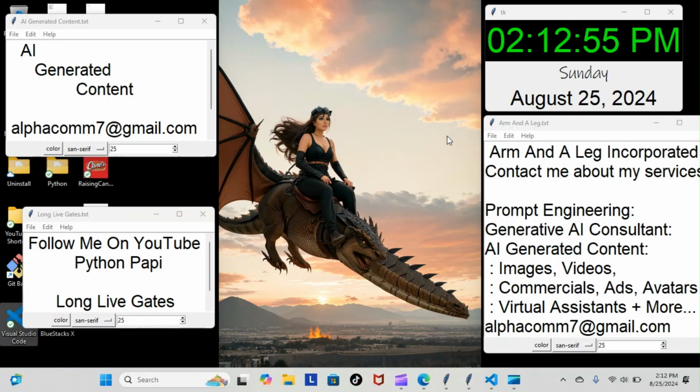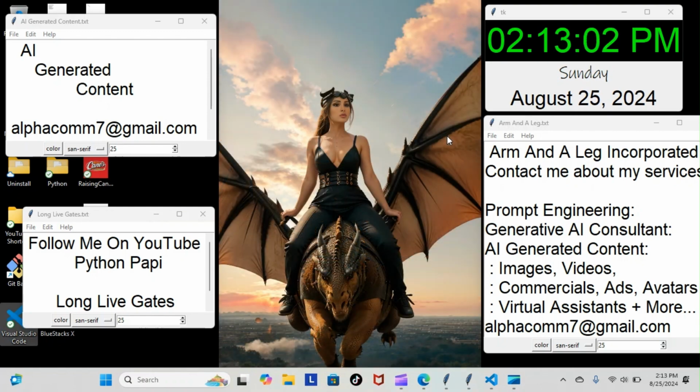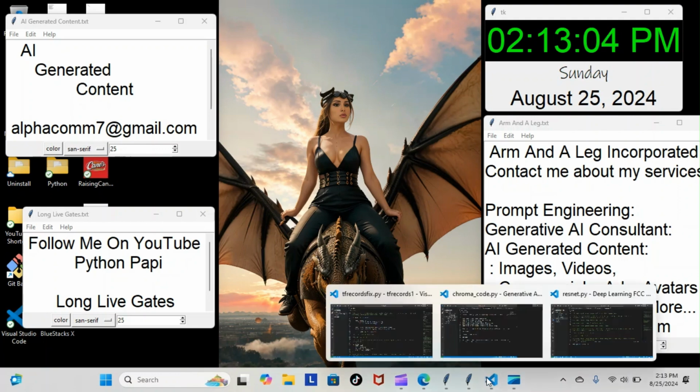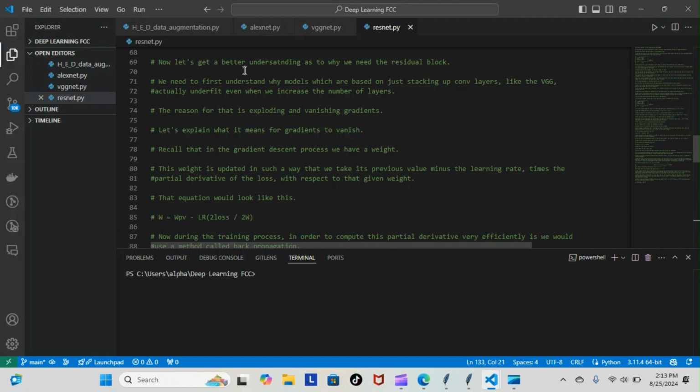Alright, on today's episode of Python Papi, we're back inside our TensorFlow course and we're still doing our human emotions detection module. Let's have a look at what we went over today. We're still in our ResNet module, and today we're going to be going over understanding why we need the residual block.